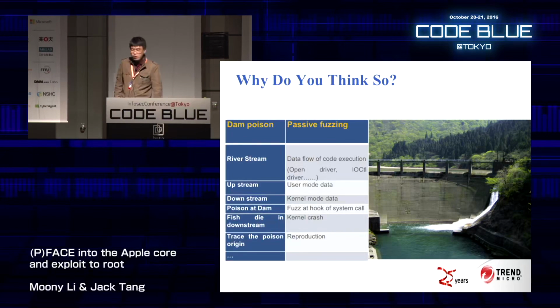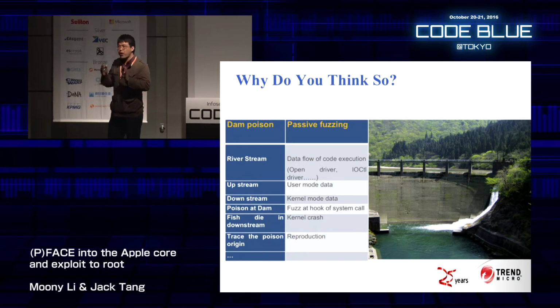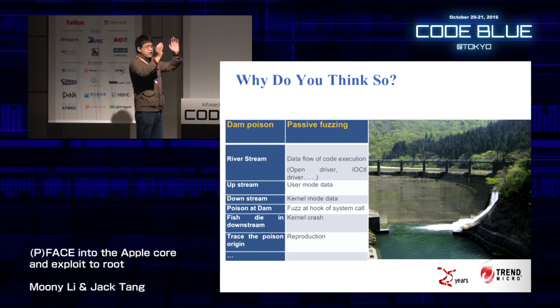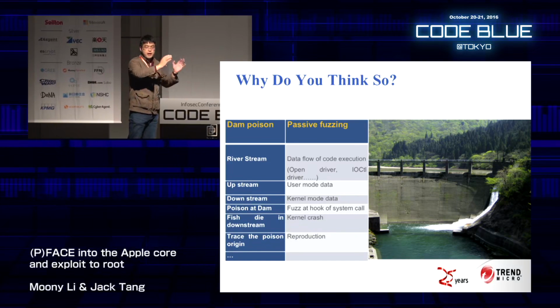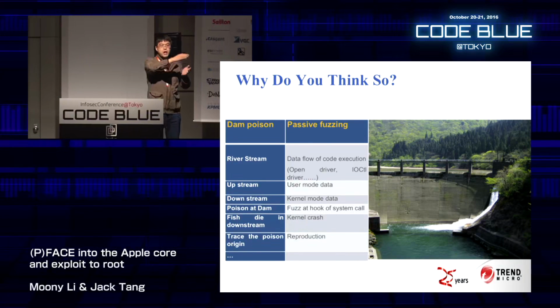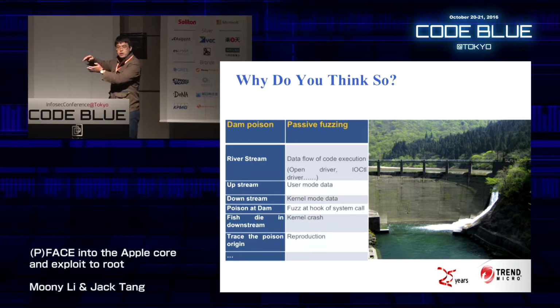Okay, so how do we think of it? We can compare this passive fuzzing framework with dam poisoning. You can imagine that in a river, the water in the upstream will run down to the river dam, and the river dam will intercept all the water from the upstream. If we poison the dam, the water will be poisoned, and the poisoned water will run down to the downstream of the river. Then all the fish in the downstream will die.